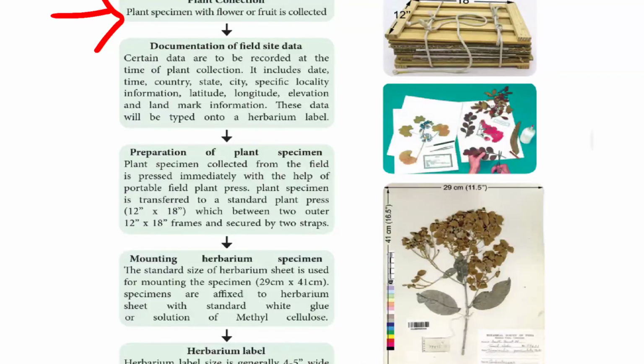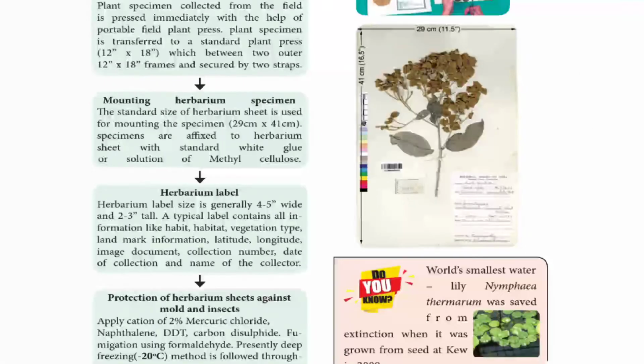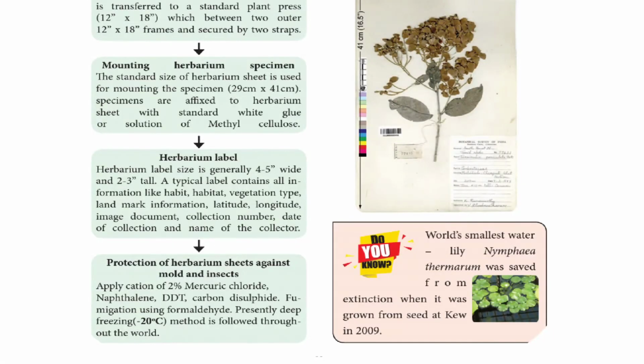So this one they are using for affixation, they are using the glue. That is the preparation. First is how they are collecting, how they are mounting, and the next one is mounting the specimen on the herbarium sheet with the label provided here.